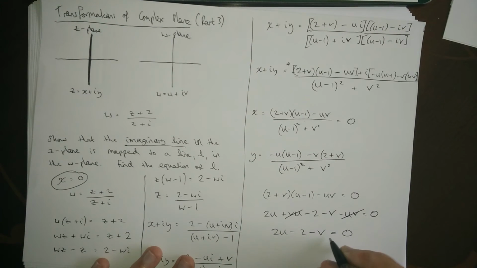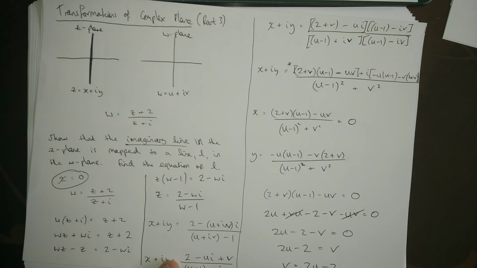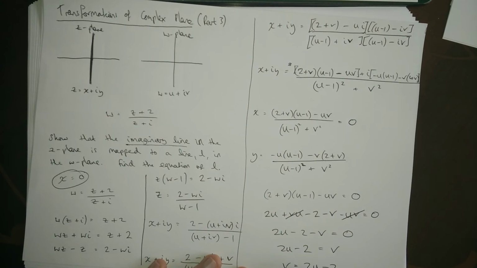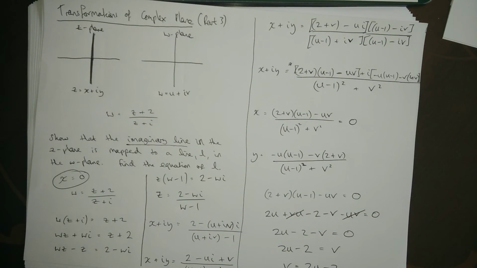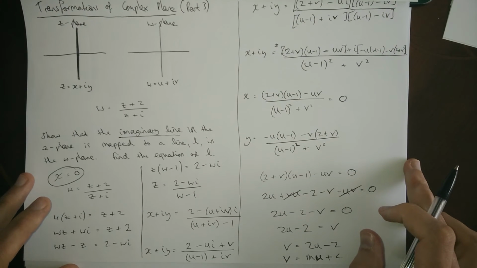In fact, if I rearrange this, bring this v to the other side, I'm doing that because v is like y. I've got v is equal to 2u minus 2. Can you see that's the same as the equation of y is equal to mx plus c? In case you're thinking I'm going crazy, I've drawn this as a u and this as a v because I'm doing the uv plane, not the xy plane, right?